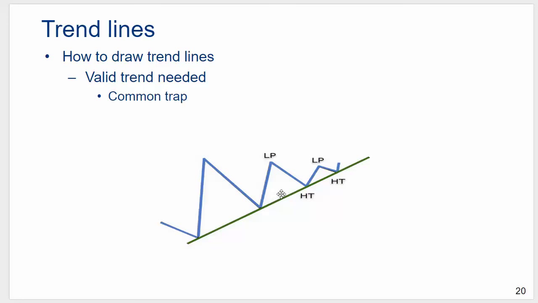Now here's the common trap that a lot of players seem to fall into, and this is not a trend line, this green line here on these series of peaks and troughs, because we don't actually have a valid trend in place. Here we have a trough, a peak, a higher trough, a lower peak, a higher trough, a lower peak. At no stage through this series do we have either a higher peak and a higher trough, or a lower peak and a lower trough. And if you see a line drawn like this, it's not a trend line. It's something of a support line for these troughs, but it's definitely not a trend line, and no one should be calling that a trend line.